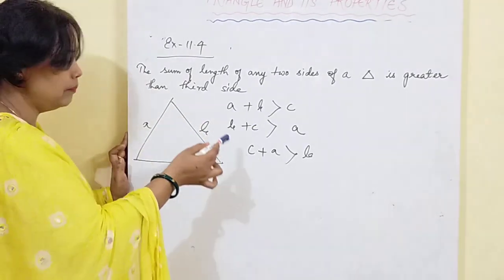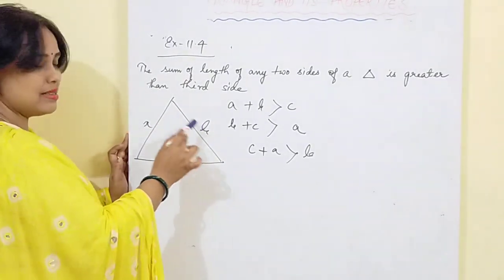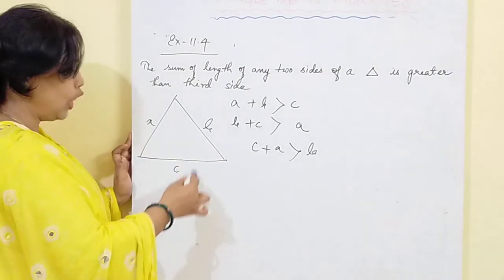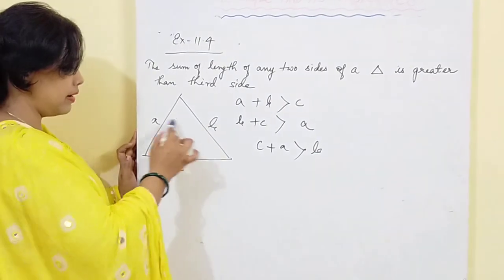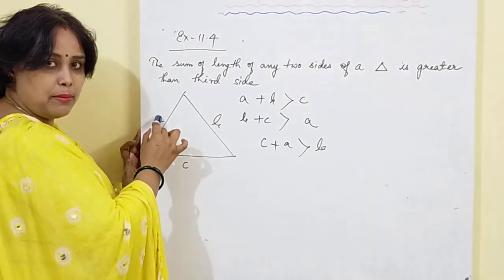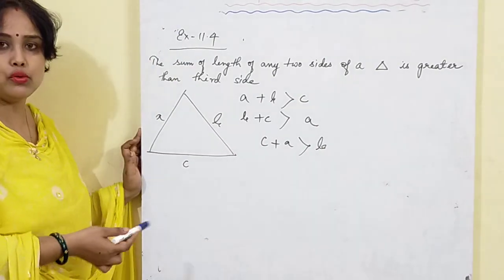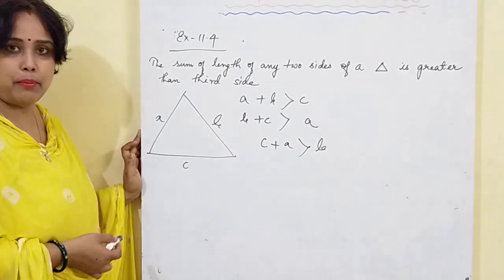Once again, the sum of the lengths of any 2 sides of a triangle is greater than the third side. For example here, the sum A plus B will be greater than C, or the sum B plus C will be greater than A, or the sum A plus C will be greater than B. So this is the criteria by which we will be solving exercise 11.4.